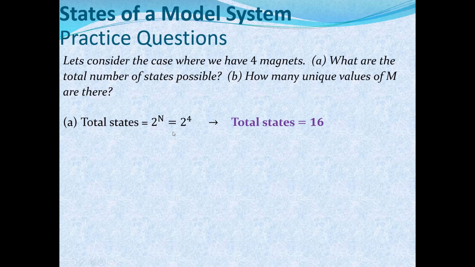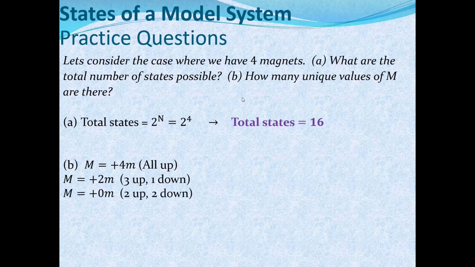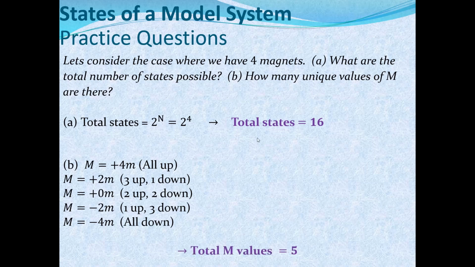Well, the only real way right now that we can do it is, once again, taking the elementary route, brute forcing our way through it by just writing down the combinations. So the first one is M being plus 4. That means all the particles are pointed upwards. Plus 2 would be 3 going up and 1 going down. We could have 0, where there's equal numbers going up and down, 2 and 2. Negative 2 being 1 up and 3 down. And then negative 4 being all down. So what we end up getting is that there's a total of 5 unique values for M.